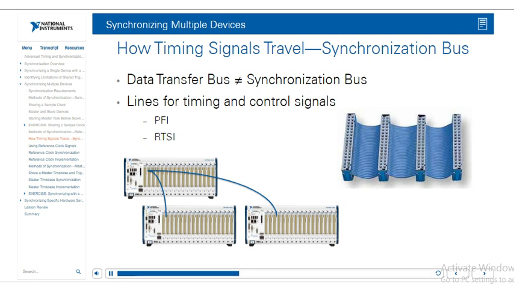Almost all NI DAQ devices provide access to programmable function interface lines, or PFI lines, that can then be used to route clocks and triggers between different devices. PXI and RTSI lines can also transfer clock and timing signals. So for CompactDAQ, the reference clock and triggers must be routed in and out through a PFI line. But be sure to note that USB devices do not have a synchronization bus. So we must synchronize USB devices with external sample clocks.